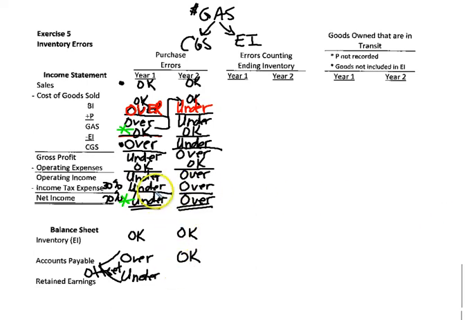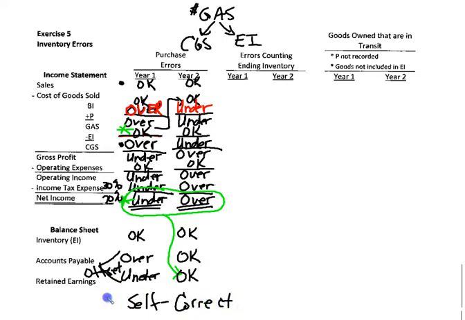Also, for retained earnings, both of these, year one and year two, would be closed to retained earnings. Those will offset each other, and retained earnings will be okay by the end of the second year. So here's the conclusion. By the end of the second year, errors in inventory self-correct. That's because inventory is a current asset, so it only exists for less than a year, so it will self-correct over 2 years.